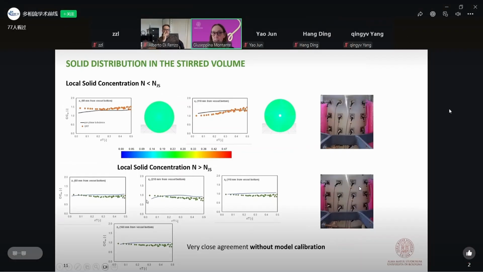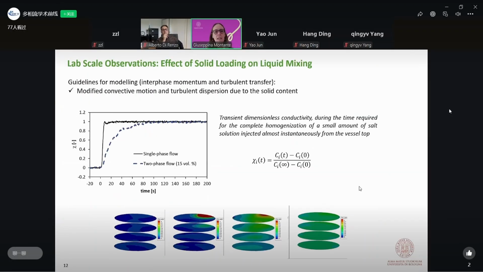So we can get a real picture of the turbulent solid-liquid suspension in a complex geometry and with a relatively high volume fraction of the dispersed phase without any model calibration. This is particularly important because if we want to use this modeling method as a design tool, we need to be sure that it is generally valid, and we don't need any parameter to calibrate to get the results.